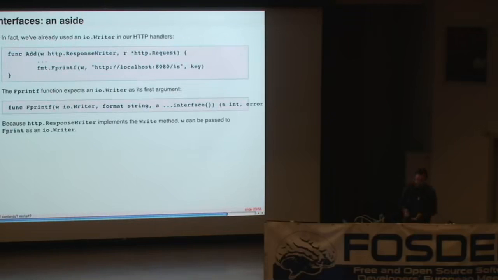And in fact, we've already used an io.Writer in our HTTP handlers. The w ResponseWriter argument to our HTTP handlers implements the Write method. And the Fprintf function in the string formatting package expects an io.Writer. So we can use the response writer as a writer because of the shared interface.